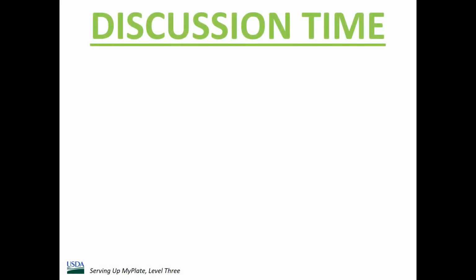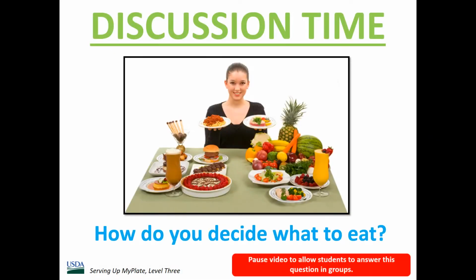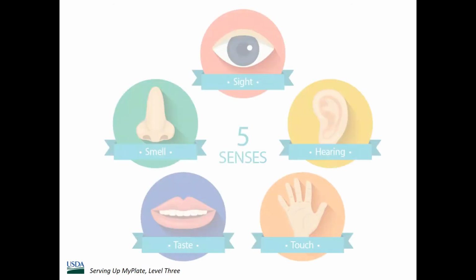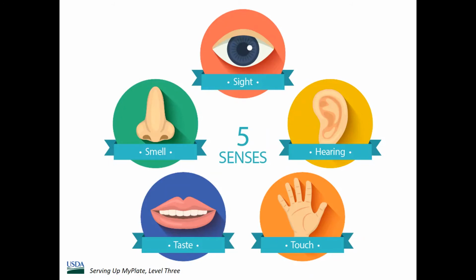Discussion time. How do you decide what to eat? What factors do you consider when selecting foods? Discuss as a class your answers. In general, people choose foods that they enjoy eating based on taste, smell, texture, and appearance. The more attractive or tasty a food is, the more likely it is to be selected.